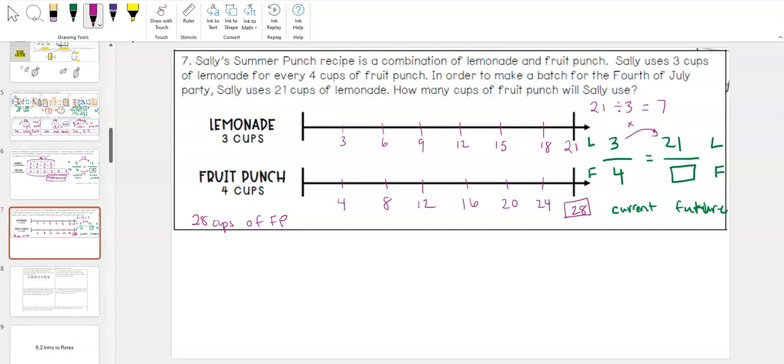3 times what is 21? That's 7. So 4 times 7 will get me my answer of 28. So again, 2 different ways to do it. You can pick which one makes the most sense.